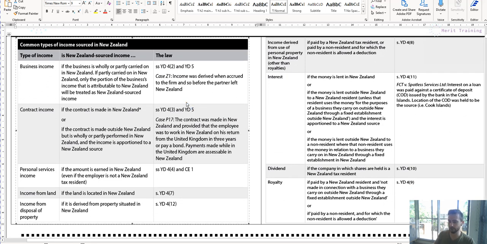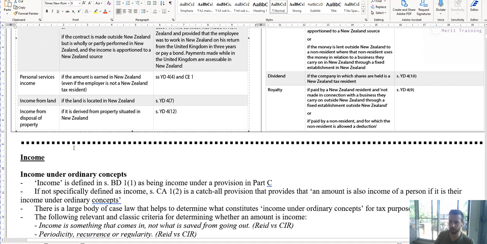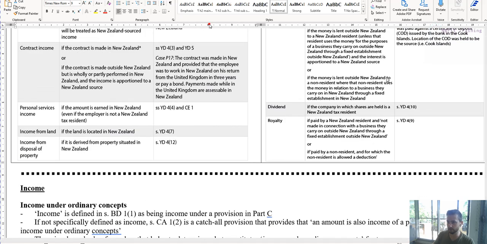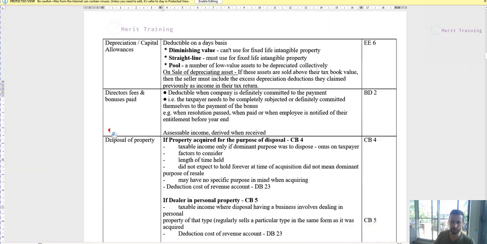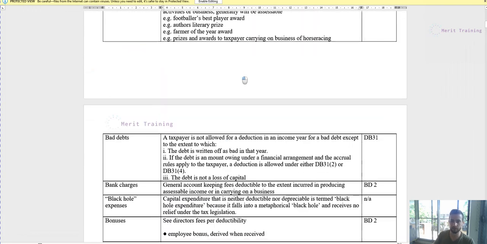So ultimately, what we need to do if we have a question like this is figure out what kind of income it is: contract income, PSI, income from land, dividend, royalty. Refer back to the table and figure out, against the background information provided to us, whether this is income from New Zealand or not. The other way you can do it is just check the TAC-REC guide, which has all kinds of different income, and it has some comments about where it's incurred as well.